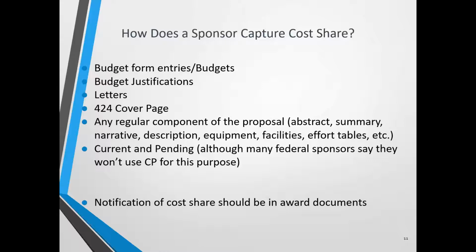I listed current and pending separately because many federal sponsors have come out recently saying that they won't use current and pending for the purpose of capturing cost share. So you're usually safe mentioning true amounts of effort that you're providing on the various proposals that you're involved in. But know that there are times that they do look at current and pending or effort tables, and they do capture cost share that way. If they are going to require you to provide cost share as part of your award, then that should be mentioned in the award documents. And so that's where the award documents have to be looked at closely to see what needs to be reported as far as the cost share related to the award.